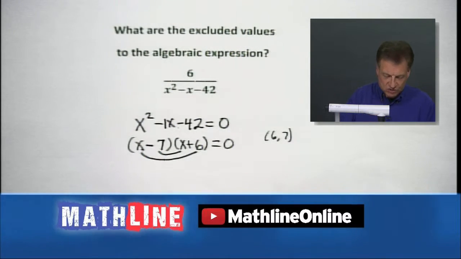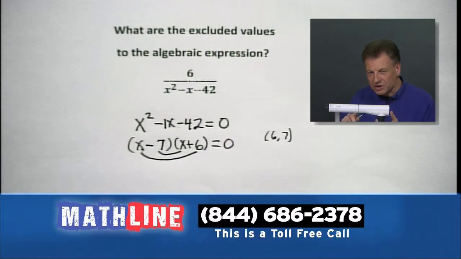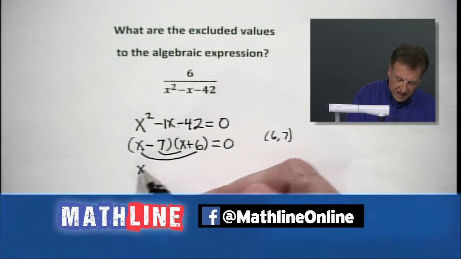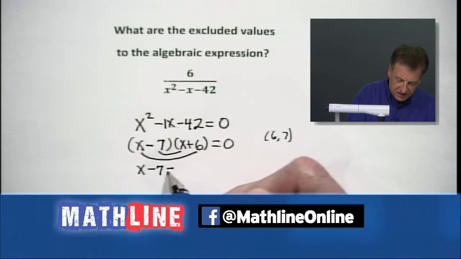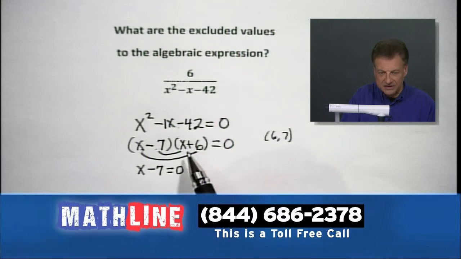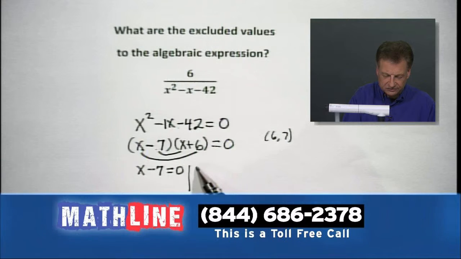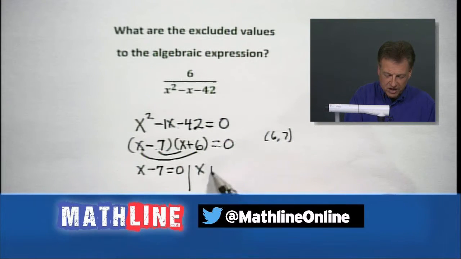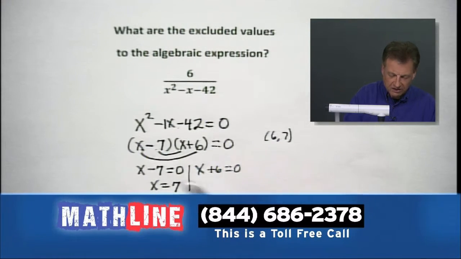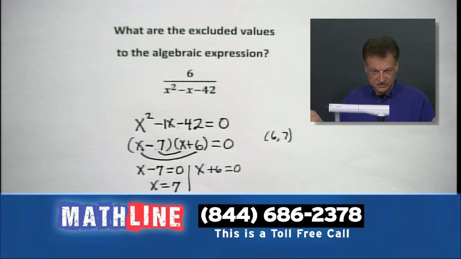So there's your situation. You say, well, is that the answer? That is not the answer yet, because we want to know what values are going to mess this thing up. So how about it? If we set x minus 7 equal to 0, because that little factor could do it, or this little guy could do it. Let's bring a line right down the center, and we'll pick up x plus 6 equaling 0. And we have x equaling 7, because 7 minus 7 gives us 0, right?